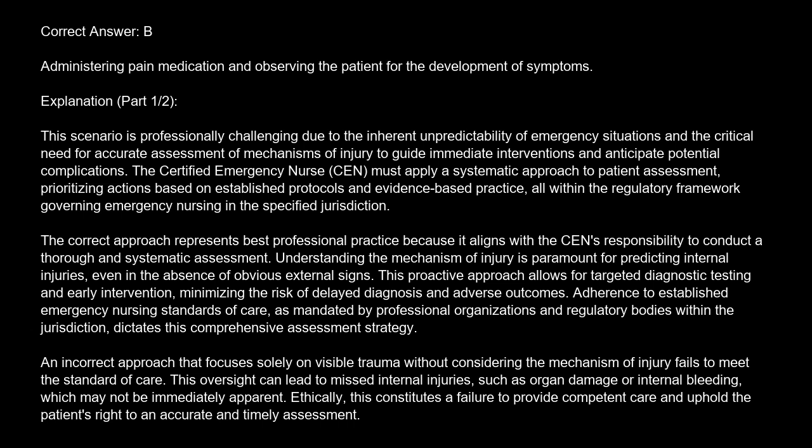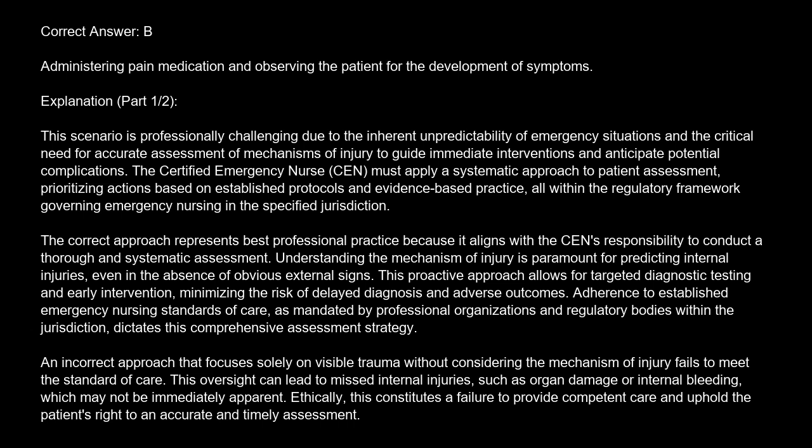The correct approach represents best professional practice because it aligns with the CEN's responsibility to conduct a thorough and systematic assessment. Understanding the mechanism of injury is paramount for predicting internal injuries, even in the absence of obvious external signs. This proactive approach allows for targeted diagnostic testing and early intervention, minimizing the risk of delayed diagnosis and adverse outcomes.